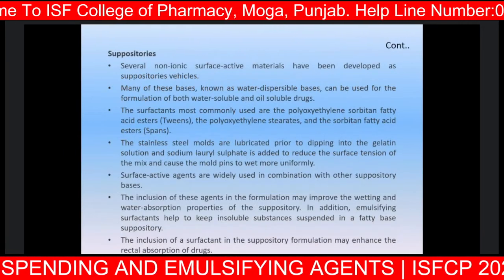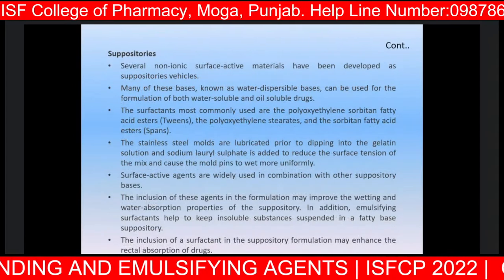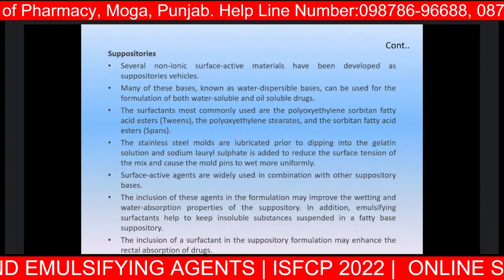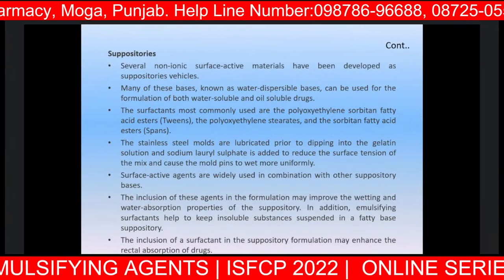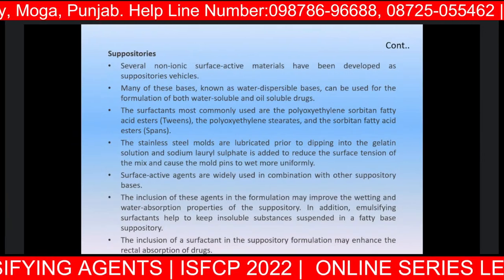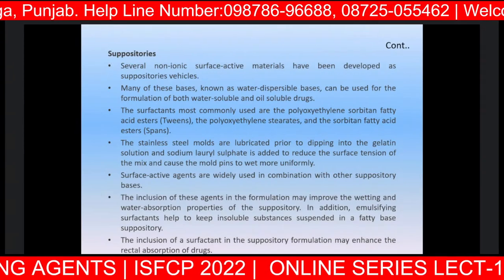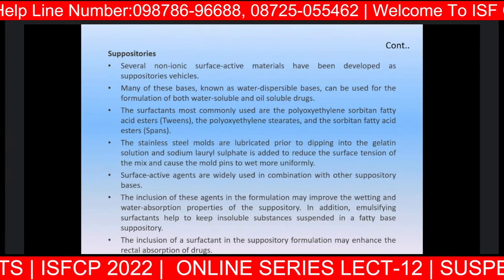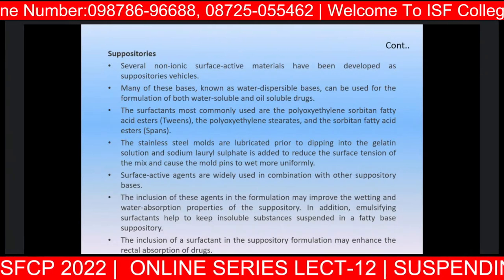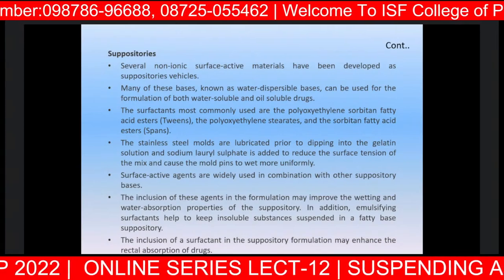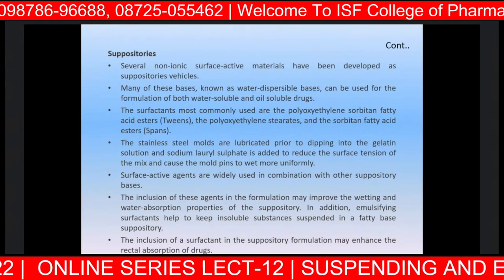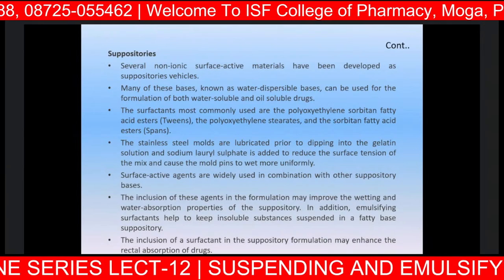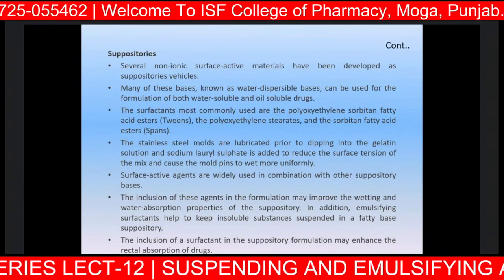In case of suppositories, several non-ionic surfactant active materials have been developed as suppository vehicles. Many of these bases, known as water miscible bases, can be used for the formulation of both water soluble and oil soluble drugs. The surfactants most commonly used are the polyethylene sorbitan fatty acid esters, the polyethylene stearate and the sorbitan fatty acid esters, like Tweens and Spans mostly.